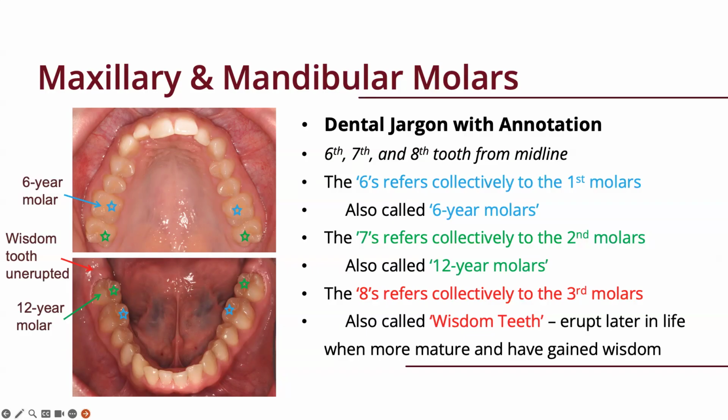And the 8s refer collectively to the third molars, also called wisdom teeth. They are also called the 18-year molars because they erupt later in life when more mature and have gained that wisdom.